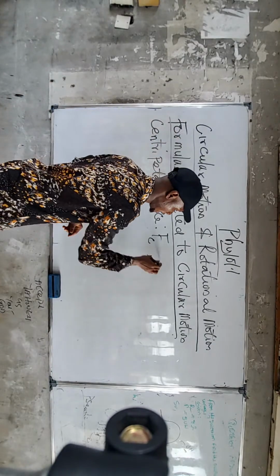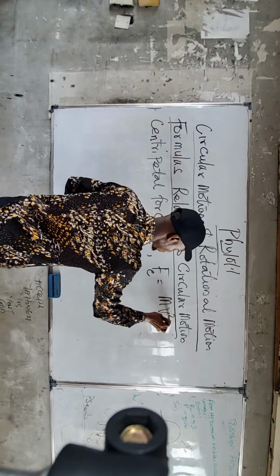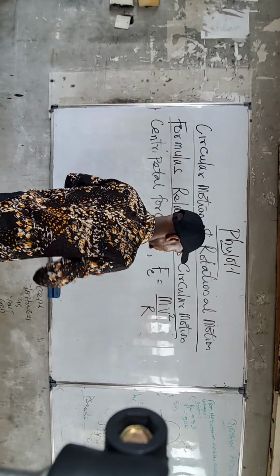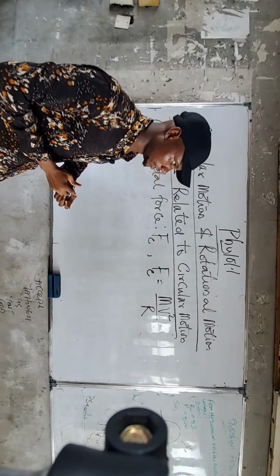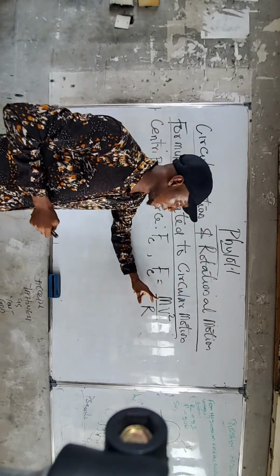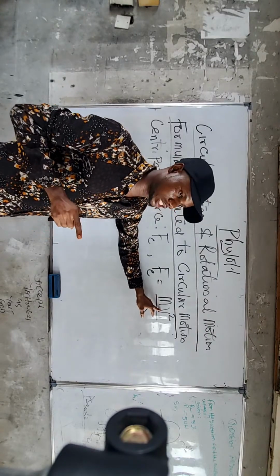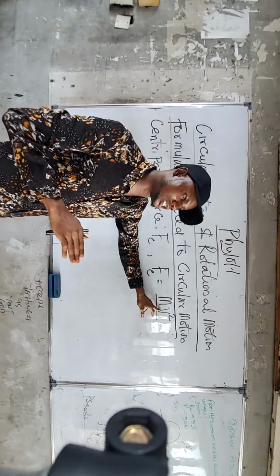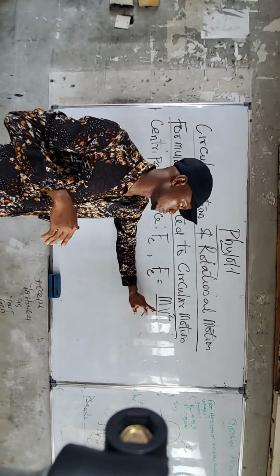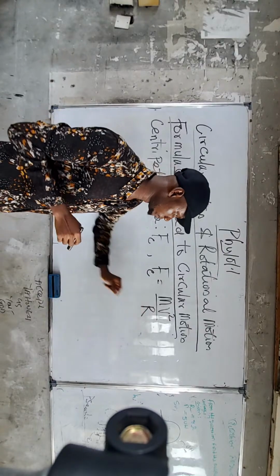Mathematically, FC here is equal to mv squared over R. Please take note. Now, this is the formula relating to centripetal force. M represents mass, V represents speed or velocity. Please take note. Sometimes speed and velocity are the same. R represents radius. Please take note.